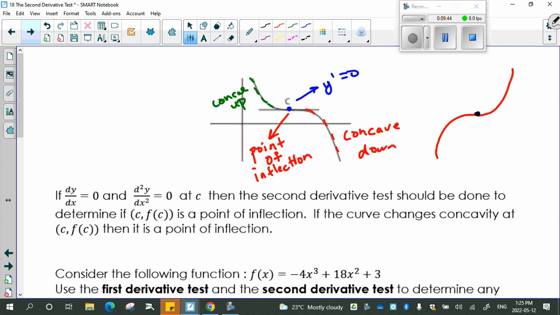Okay? So that's another thing the second derivative test tells us. That's actually what the second derivative test is for, to find out where points of inflection are. We use first derivative test for maximums and minimums. We use second derivative test to find where our points of inflection are. Now we've got even more info to draw our graphs. Okay?